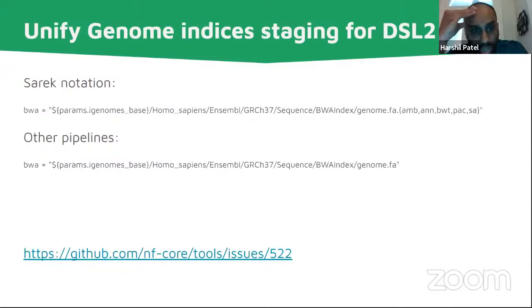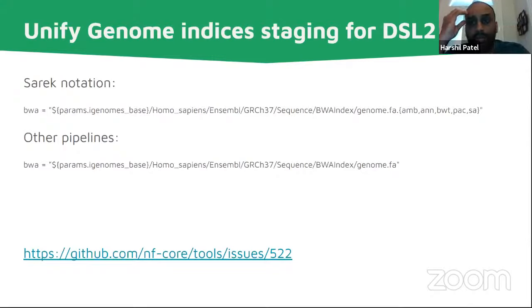So the way that I've traditionally done it in the pipelines that I've written is, in order to allow for flexibility, whenever I'm creating an index, I just get the prefix, which in this case would be genome.fa. And I put that in a variable. And then when I'm running BWA mem, for example, which requires the directory for the index and also a prefix, I just input that variable into the command.